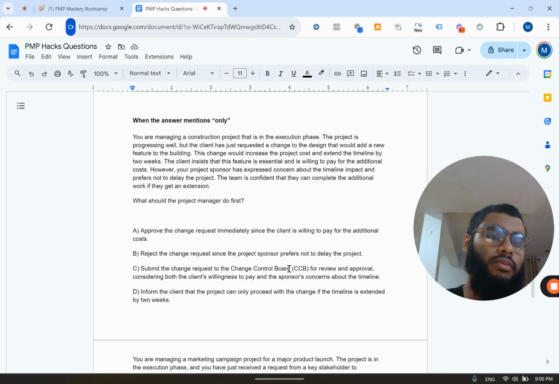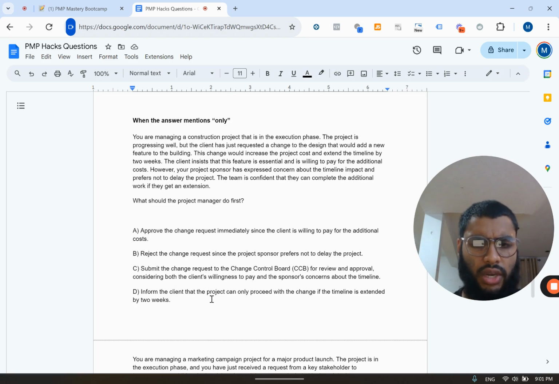Beautiful, beautiful solution. Submitting a change request encompasses everything. It encompasses the project manager collecting the appropriate information, giving it to the CCB, and the CCB analyzing the information. Okay?